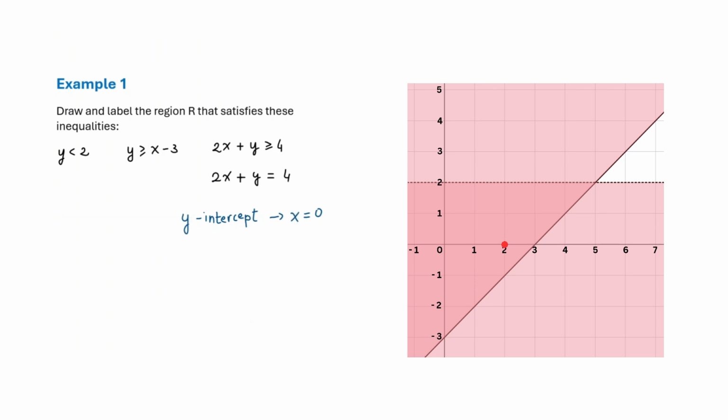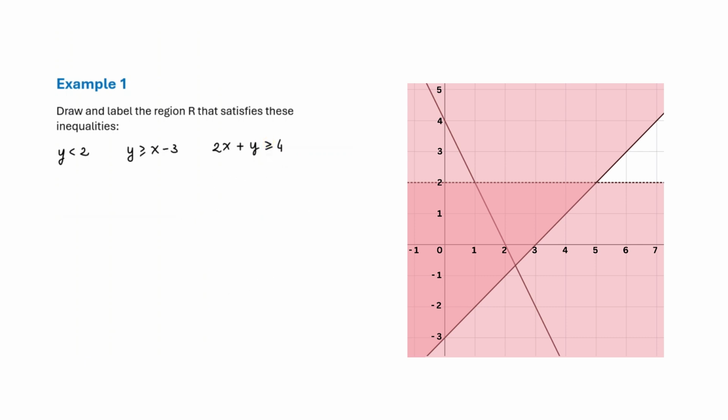Now let's find the y-intercept. The y-intercept is where the line crosses the y-axis, so x = 0. When x = 0, the term with x disappears, so we get y = 4. The y-intercept is the point (0, 4). We plot this point as well. We draw the boundary line through the 2 points. The original inequality is greater than or equal to, so we draw a solid line.